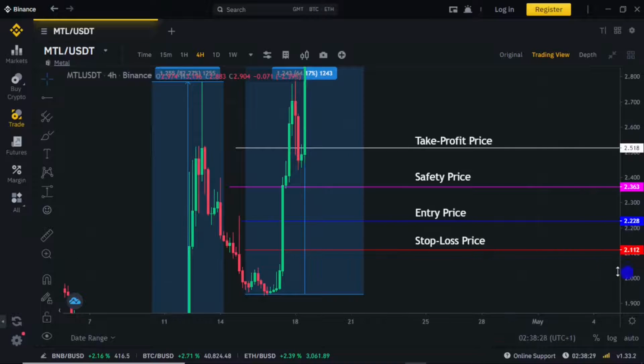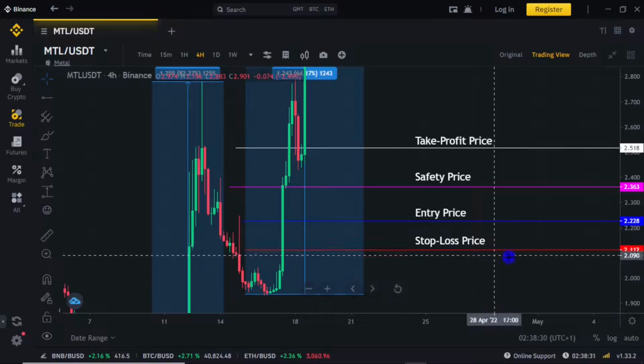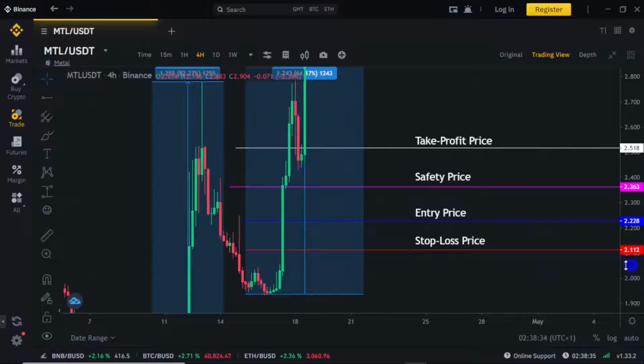Step 2. For you to get your stop loss price, you have to measure 9% and then use the red horizontal line to indicate your stop loss price, which is $2.1120.